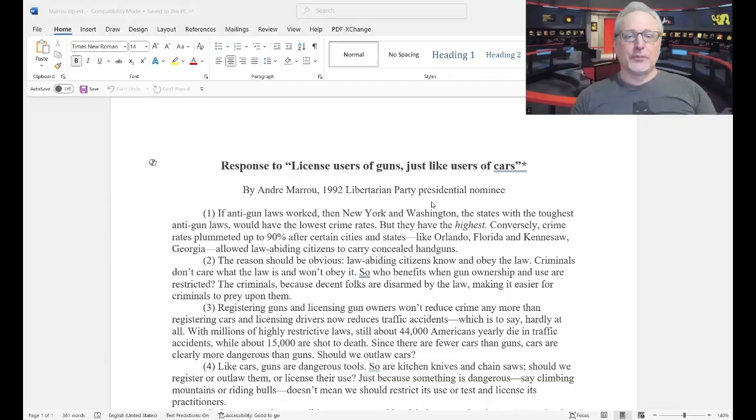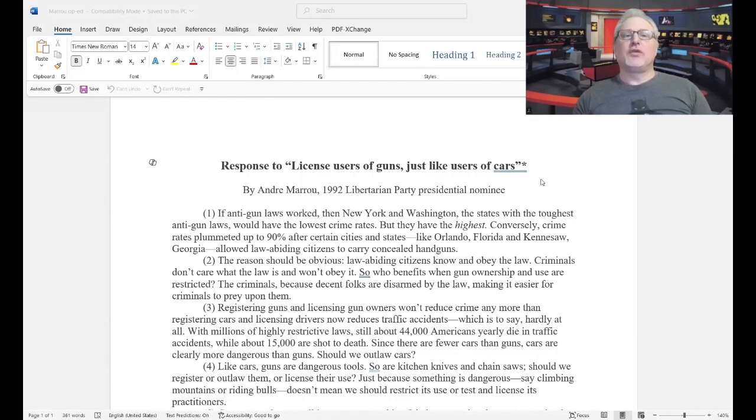Let's start with the title. It says here, "Response to Licensed Users of Guns, Just Like Users of Cars." I'm not sure if this really counts as a title. I mean, part of it is in quotation marks. The part in quotation marks is definitely a title, but this says "Response to." It's more telling us what it is than a title.